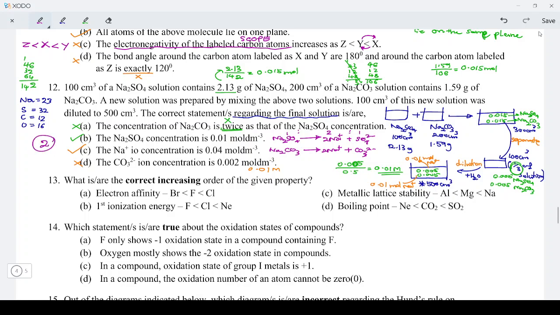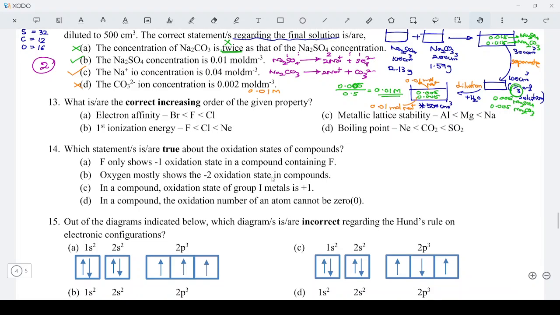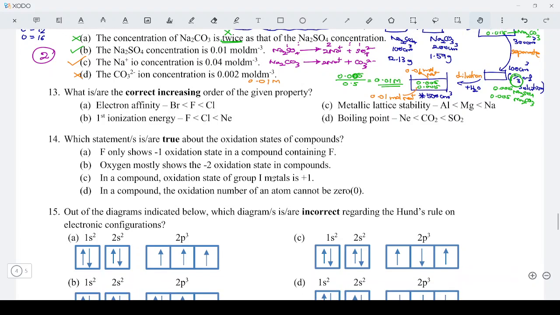Okay, right. Now we're going to check the MCQ 13. What is the correct increasing order of the given property? So there are 4 things mentioned: electron affinity, first ionization energy, metallic lattice stability, okay, that means strength of the metallic bond they are checking, and then the boiling point. Okay, so let's quickly examine them and find out what is correct.